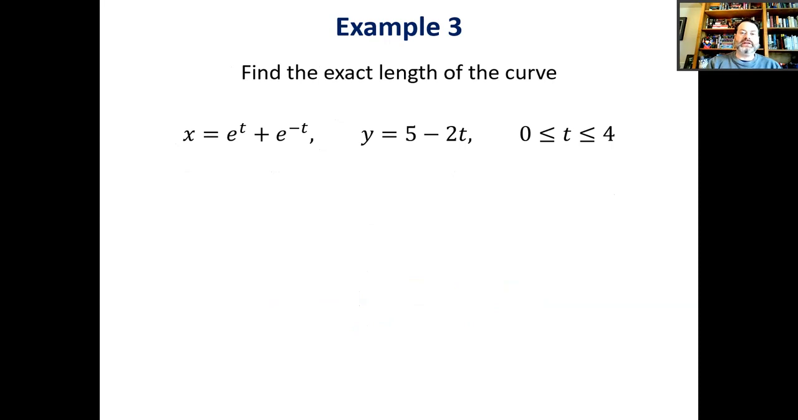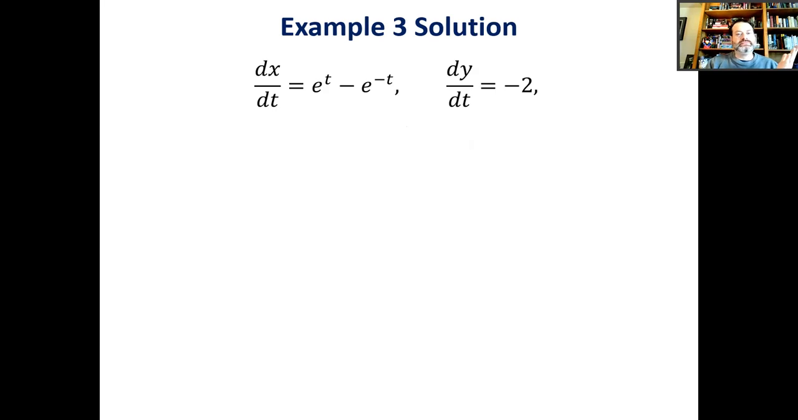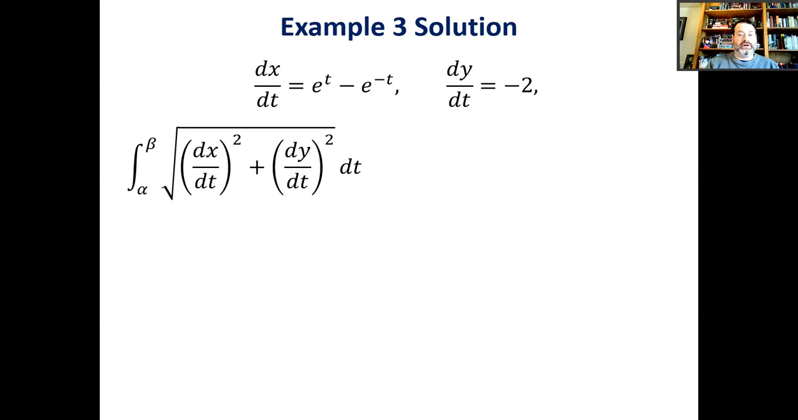All right, find the exact length of the curve. So this is just some funny curve, and we just want to find the arc length. So I went ahead and did both derivatives. These are both very, very easy derivatives. Now, the arc length formula has that dx/dt squared plus dy/dt squared inside the radical. Let's take care of that first. Right?